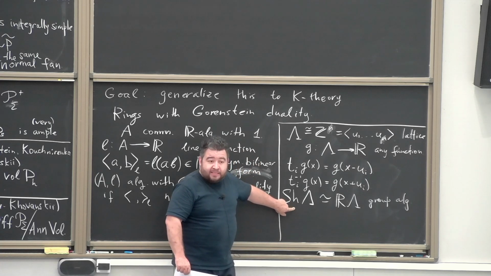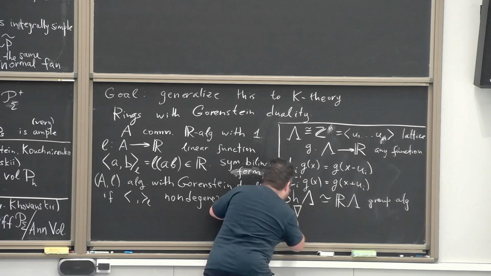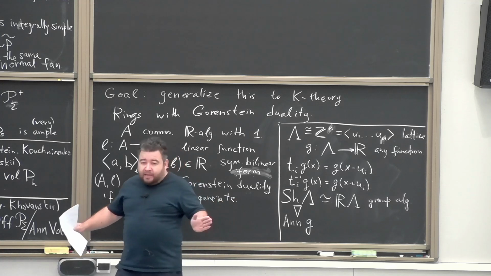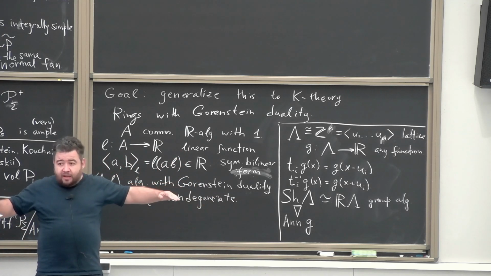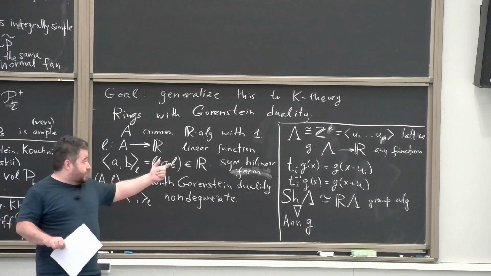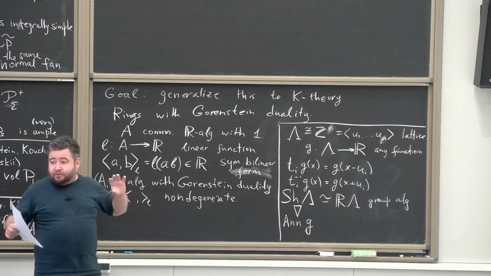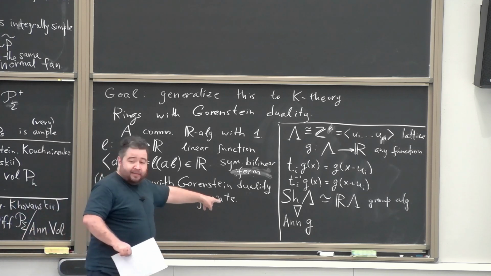Given an arbitrary function on my lattice, I can look at the elements of this algebra that make this thing vanish. So inside of it, I have the annihilator of G. A quick example: if my lattice is just the integers, and if my function is constant, then if I shift it in this or that direction, it will be equal to itself, right? So shift minus the identity is 0. So this is in the annihilator.